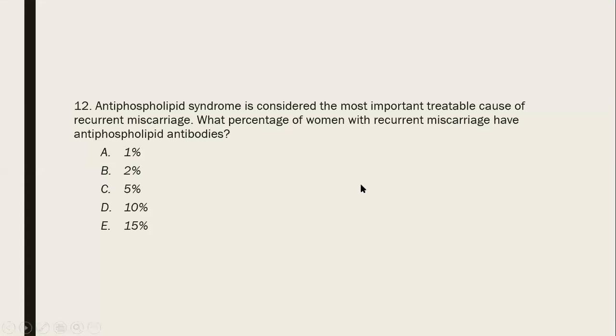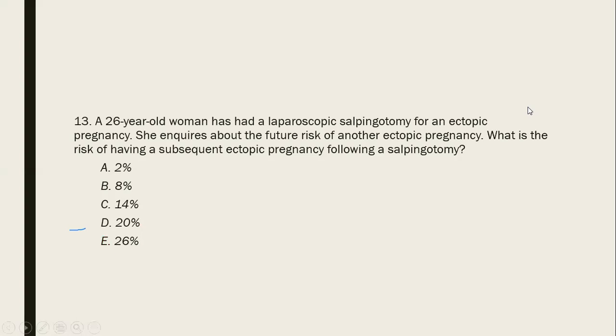So as last time, you can either write your answer or you can open your mic and tell me the answer. Antiphospholipid syndrome is considered the most important treatable cause of recurrent miscarriage. What percentage of women with recurrent miscarriage have antiphospholipid antibody? 15%. Yes, exactly, 15%. Thank you. Okay, the next.